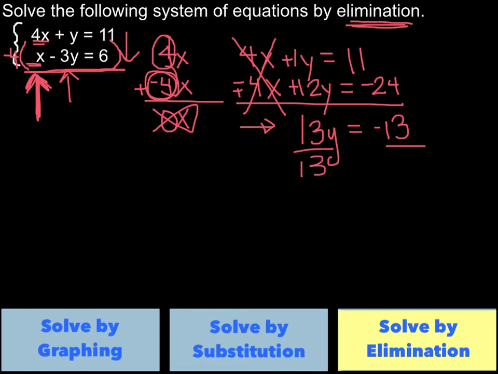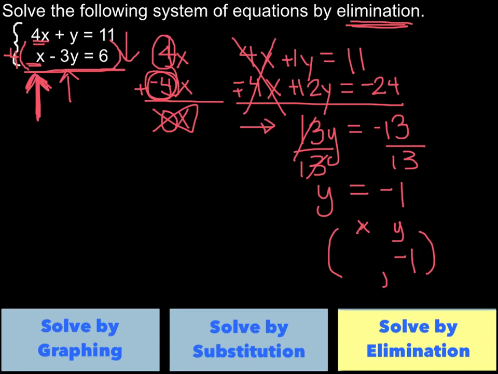Negative 13 gets divided, and now I have y is negative 13 over positive 13, which is negative 1. So I have the first part of my answer. Remember, your answer is always an ordered pair. In this case, I got the y first, so now I have to figure out what x is.